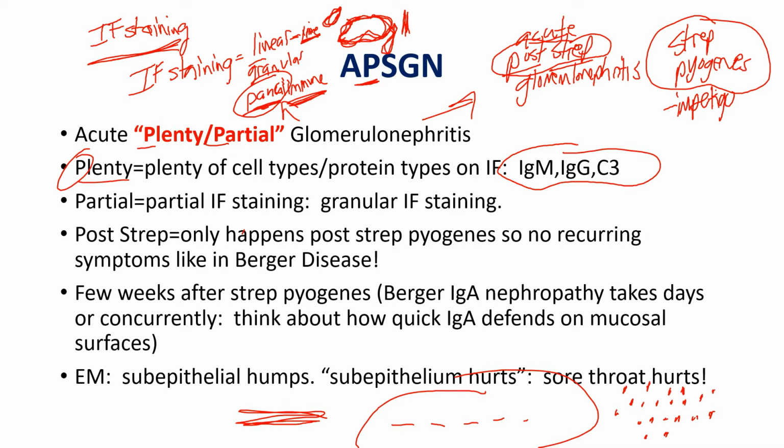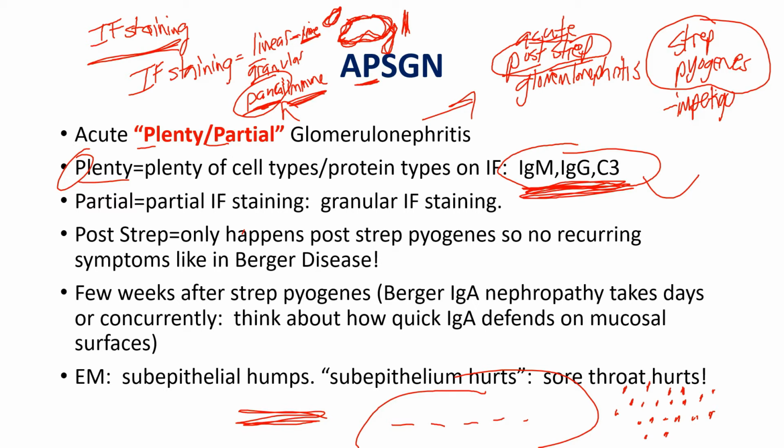Now, it would be nice if the test question stopped there. But a lot of times they want to know, for a particular important type of nephritic or nephrotic syndrome, what is the component, what is the immunofluorescent stain actually staining in that particular disease? That's why this mnemonic's important.